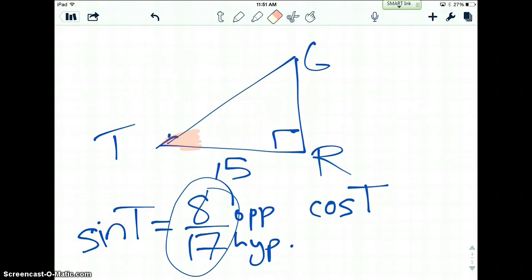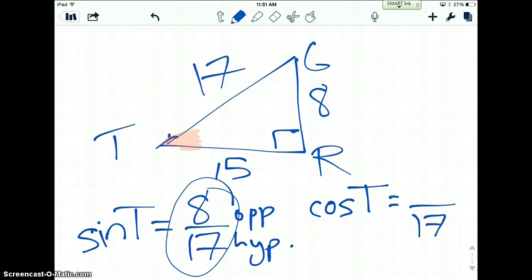The cosine of angle T is now not 8 over 17, but it still has 17 because it has that hypotenuse love in the denominator. But cosine is adjacent over hypotenuse. And what is adjacent to angle T? Well, it's either 17 or 15, and 17 is already the hypotenuse. So 15 would be the numerator.